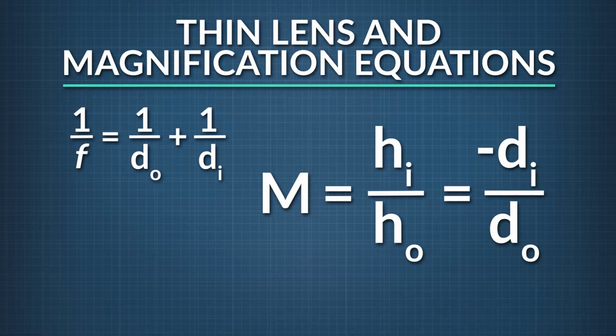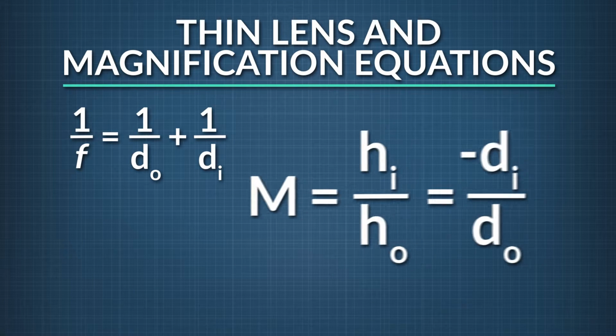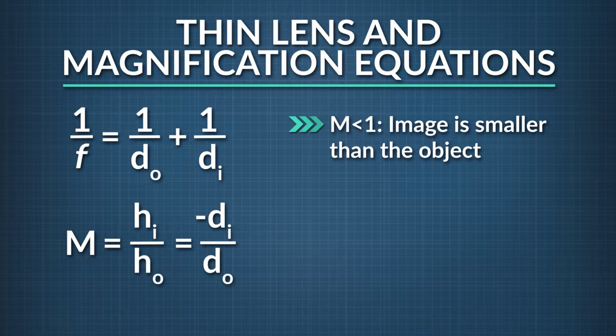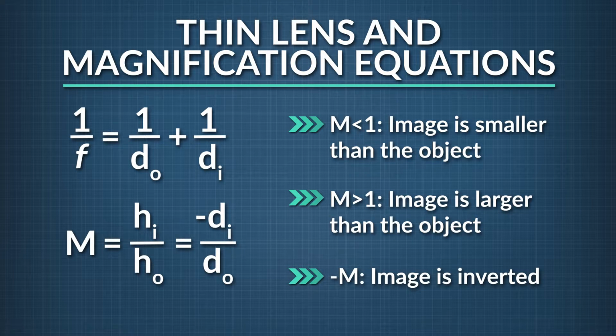Image magnification equals the image height divided by the object height, or negative the image distance divided by the object distance. When magnification is less than 1, the image is smaller than the object. And when it's greater than 1, the image is larger than the object. If the answer is negative, we know it is inverted.